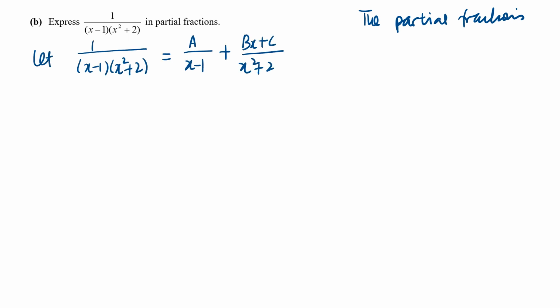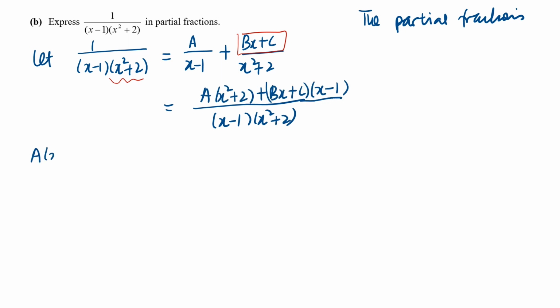Right, so we're dealing with a linear denominator. So if it's a linear denominator, it's a over x minus 1. This one here that we're dealing with is an irreducible quadratic factor. So you will have to let the numerator be bx plus c. Okay, so the next step is just to combine them. Right, express it as an identity.